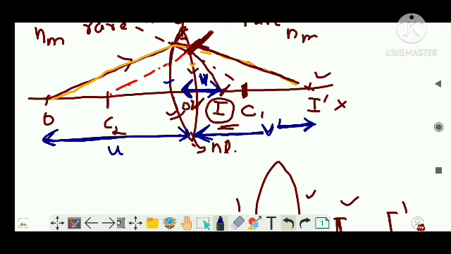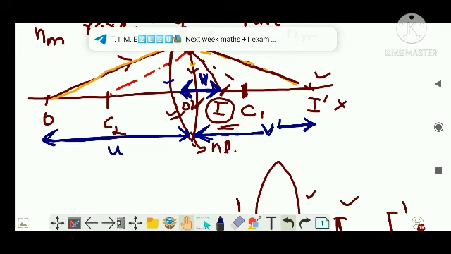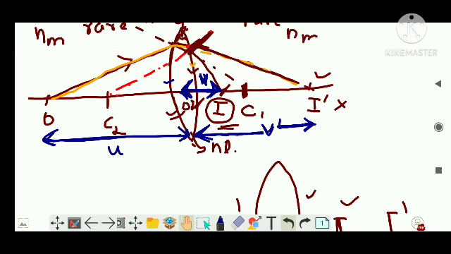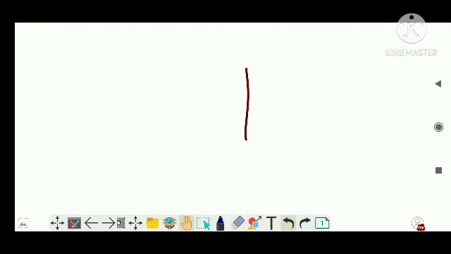And this I dash image acts as an object for the second refracting surface, which caused the end image I, which is at a distance V from the optical center. Hence V is the last image for the entire lens as well as for the second part of the spherical surface. Clear? Now this much is clear, right? So these are all the parameters we require. I hope you understood the markings, right?